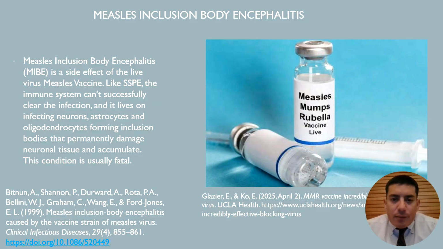Another problem with encephalitis that we see is called measles inclusion body encephalitis, or MIBE. This is a side effect associated with the live virus vaccine. With SSPE, you have a similar problem in that these not malignant bodies, but problematic bodies, accumulate in the brain following a measles infection. The only difference is this occurs after a live virus vaccine infection, and the body can't clear it. This usually occurs in immunocompromised children.